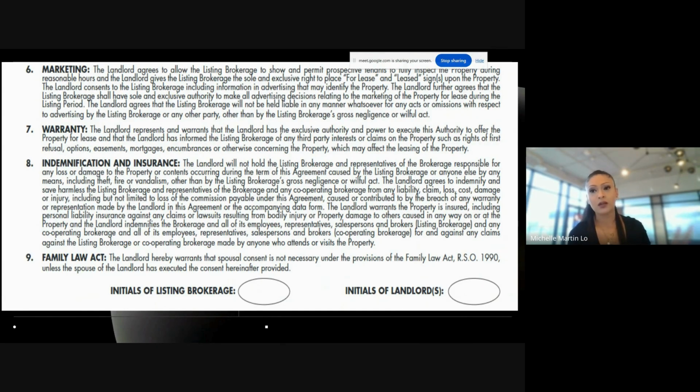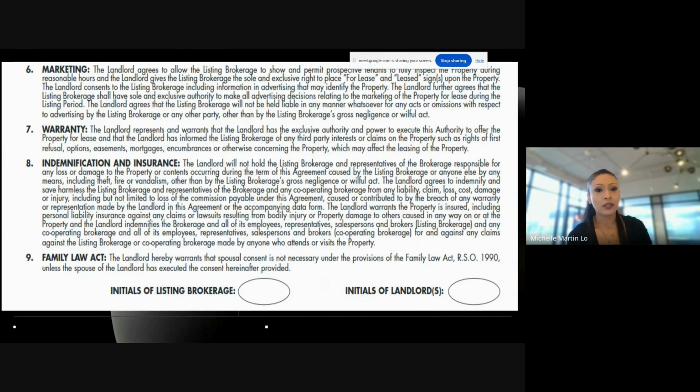Number 2, a spousal consent is for a spouse that is not on title but is living in the same home, which is their primary home. That is where they will need a spousal consent.